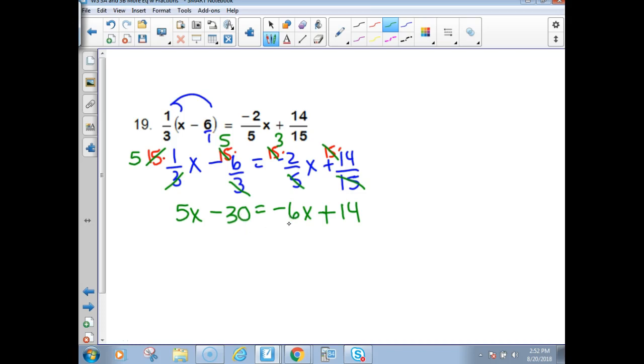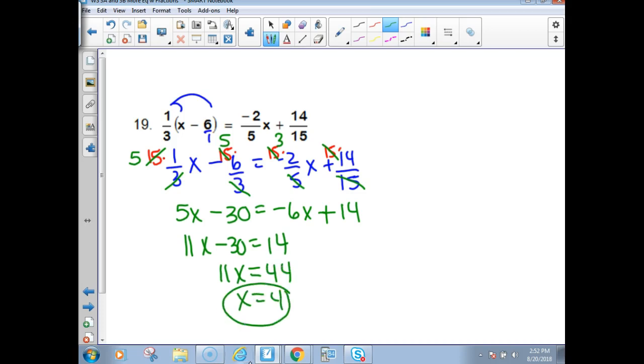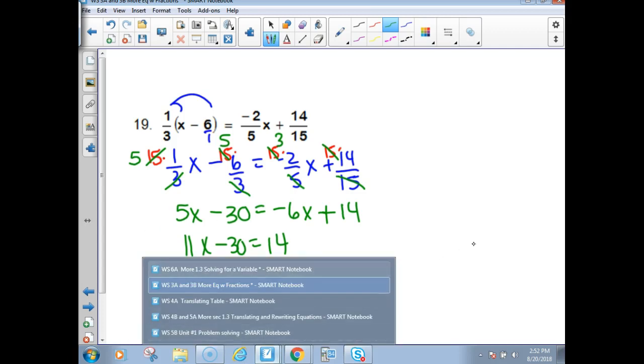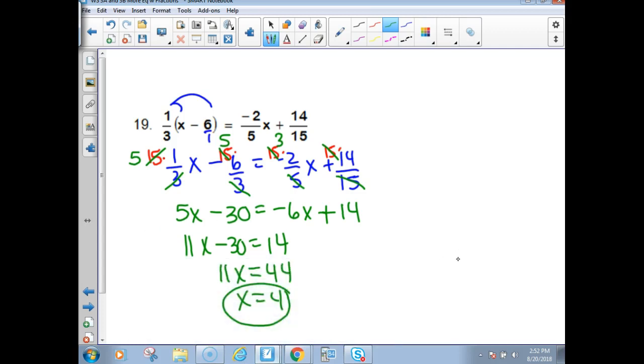Now we're going to get our variables on one side. I'm going to add 6x in my head. Some of you might do 2 steps right now. I'm going to add 30 now. 44, and divide by 11 and get x is 4. Okay, that worksheet needs to be completed as an assignment.